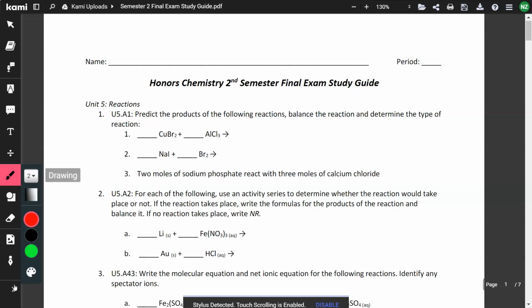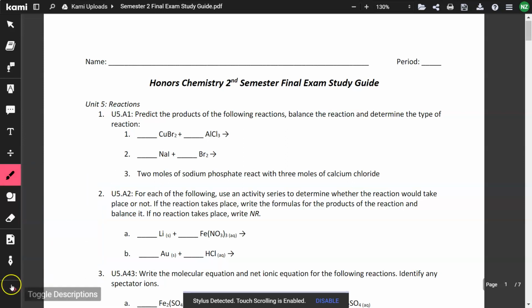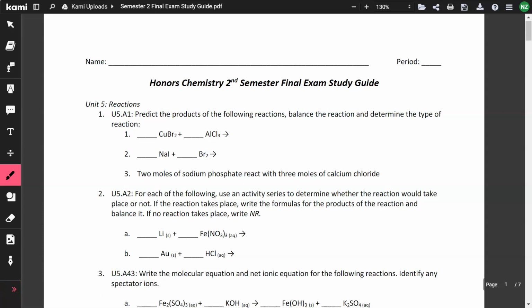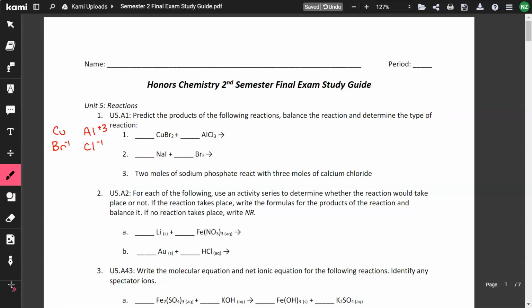Okay, so working with reactions, the first thing that we're going to do is write out all of the charges. Okay, so for our first one here, we have copper, we have bromine, we have aluminum, and chlorine. So on our periodic table, bromine is in group 7 and has a charge of -1. Chlorine is also in group 7 and has a charge of -1. Aluminum is in group 3 and has a charge of +3.